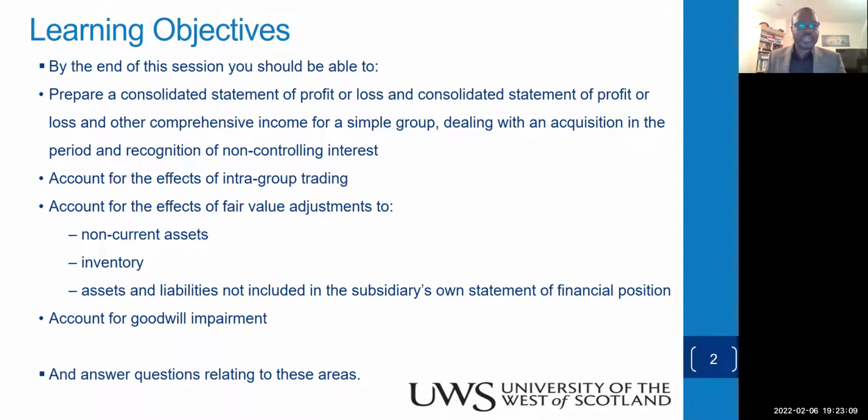So at the end of the day, we want to be sure we can prepare the consolidated statement of profit or loss, or consolidated statement of profit or loss and other comprehensive income. Some books ask you to prepare the consolidated income statement and other comprehensive income for a single group, where we deal with an acquisition in the period and recognition of the NCI as usual. We also look at the effects of intra-group trading. And then we'll look at the effects of any fair value adjustment on our PPE or any other item of non-current assets, inventory. And then we'll also look at any assets or liabilities which had not been included in the subsidiary's own statement of financial position. Then we'll account for goodwill impairment.